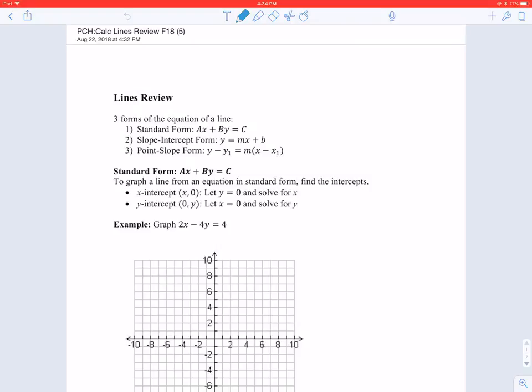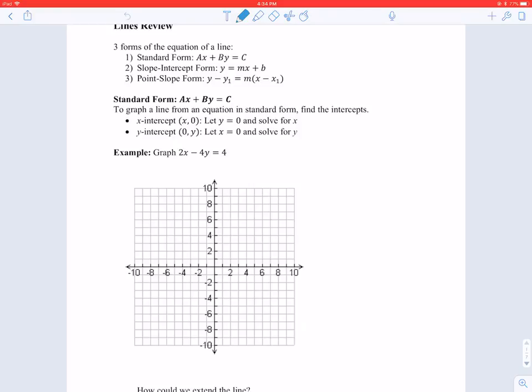So standard form is ax plus by equals c, where a, b, and c are actually just integers, and a is supposed to be a positive integer if you're thinking like strict standard form. So to graph a line, when you're given standard form, it's usually the most efficient to find the x and y intercepts. So to find the x-intercept, you're going to let y equal 0 and then solve for x.